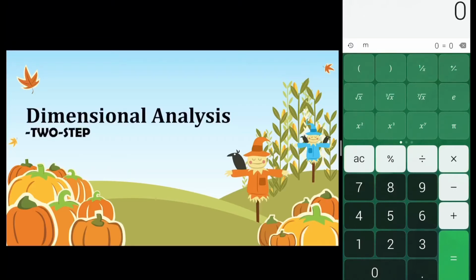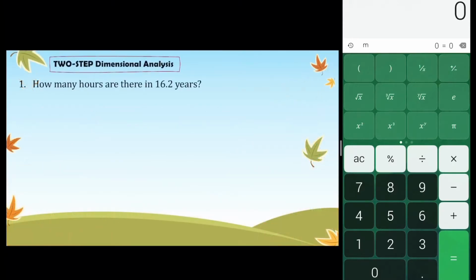In this lesson, we're going to cover two-step dimensional analysis problems. Our first example asks us how many hours there are in 16.2 years. So we're converting from years to hours. If you know off the top of your head how many hours there are in a year, you can do this conversion in one step. I am not one of those people, so I will convert 16.2 years first to days and then to hours.